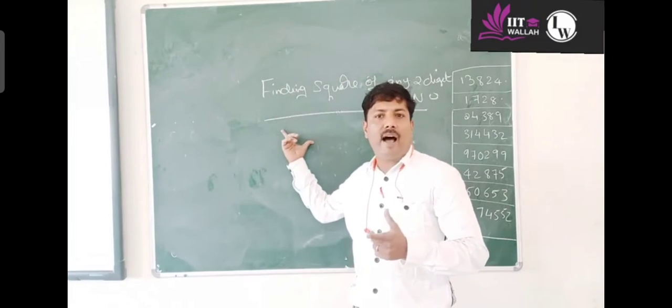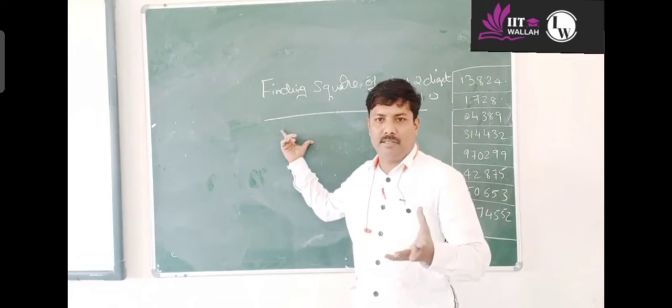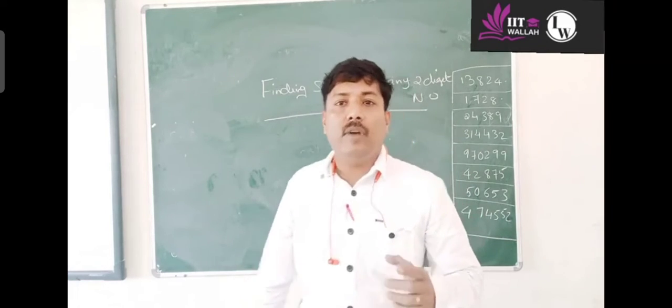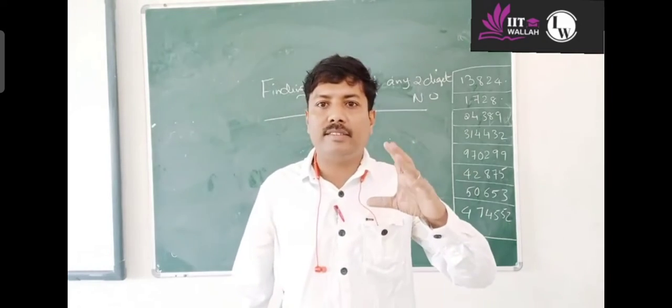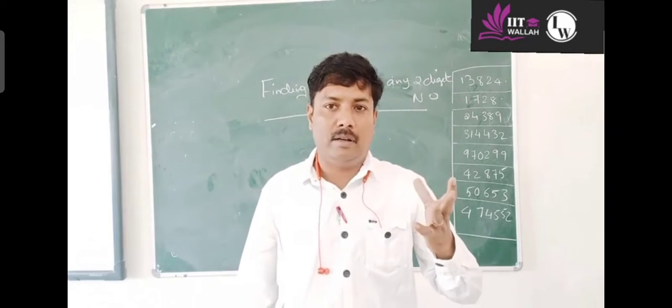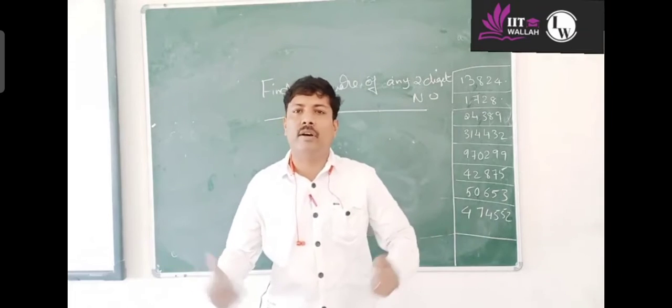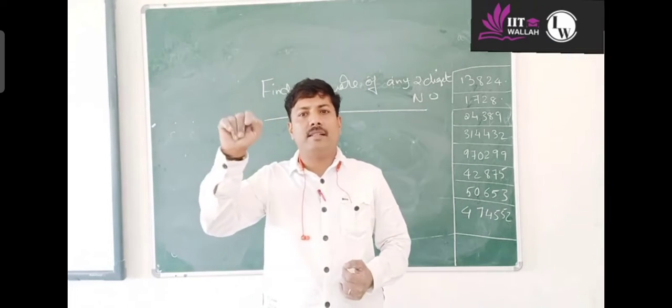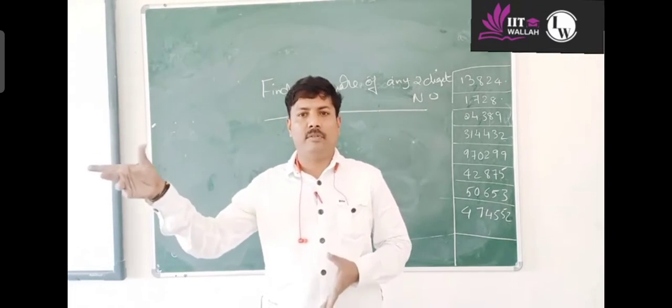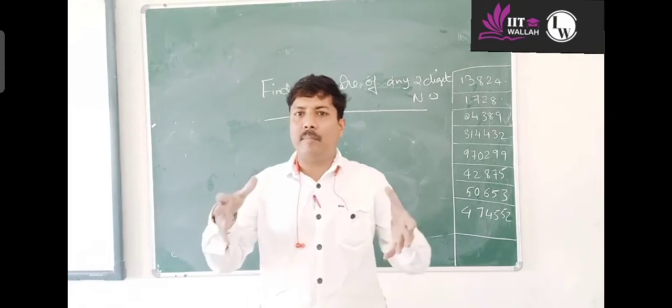How can we find the square of any 2-digit number? What are we going to learn? We are going to learn how we can find the square of any 2-digit number very fast. We already know the general method. How are we finding the square? We will multiply that with itself and we will get the square, but it will take much time.